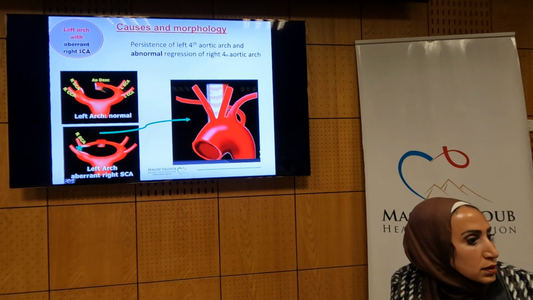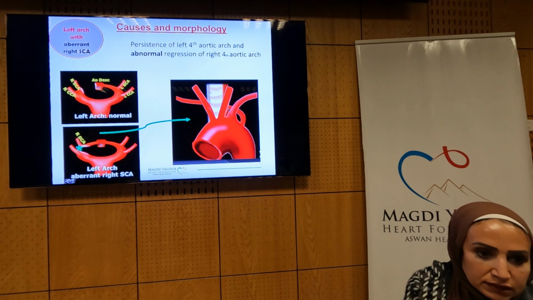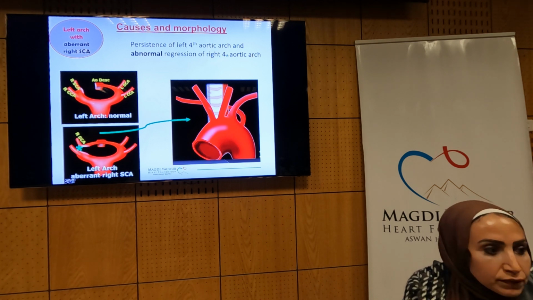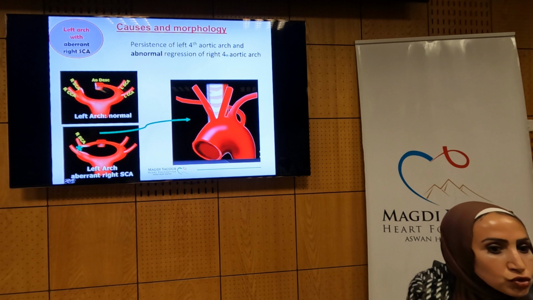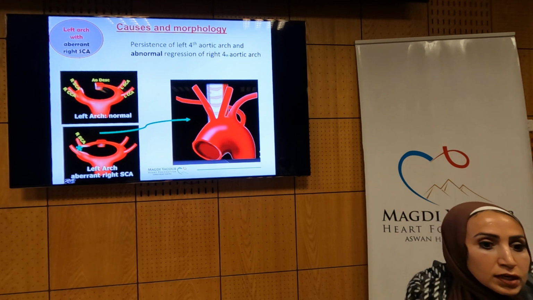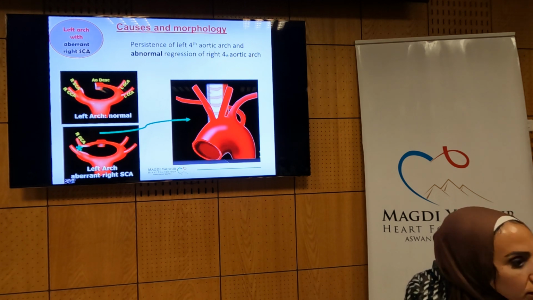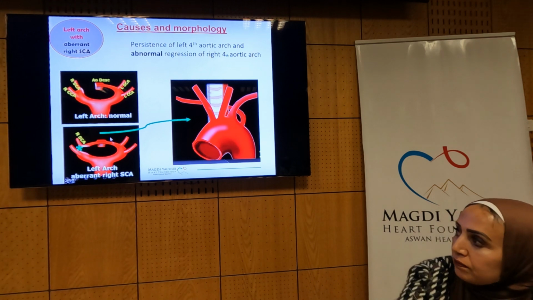Again, you remember when I said if you find in the short axis a circle that is giving the first branch going to the left, then you have a right aortic arch. If the first branch is going to the right, then you have a left aortic arch. Usually this branch is bifurcating. If it's not bifurcating, you expect to have an aberrant subclavian. This is the case in that way. Okay.